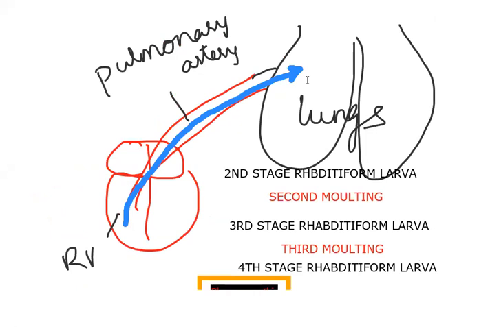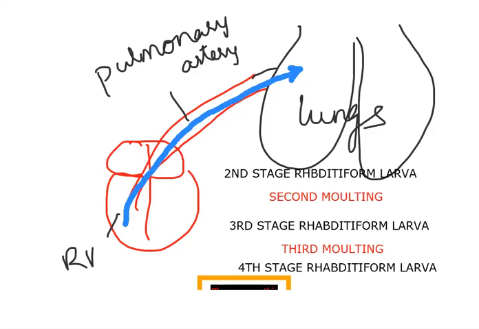In the alveoli of the lungs, it undergoes the second molting, and the second molting results in the formation of the third stage rhabditiform larva. The third stage rhabditiform larva itself in the lungs will undergo the third molting, which results in the formation of the fourth stage rhabditiform larva.